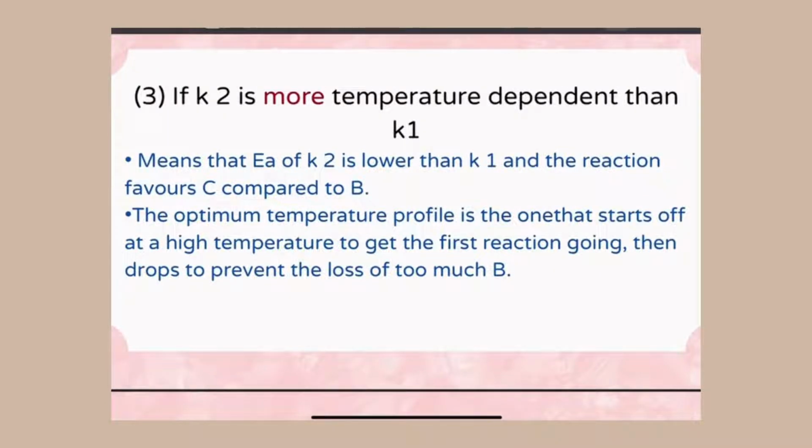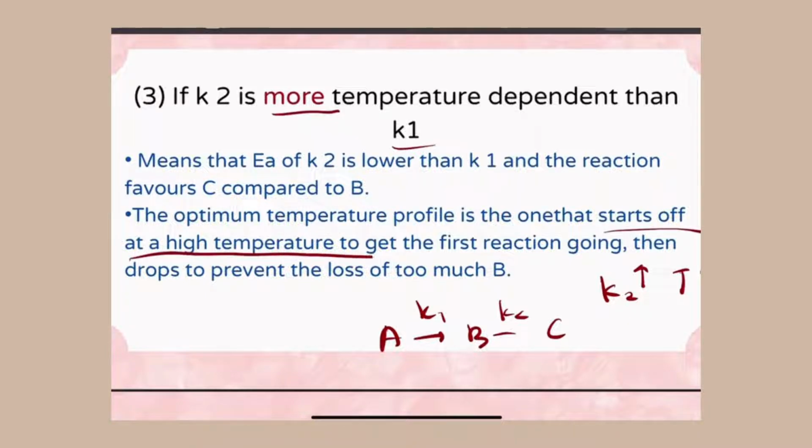The third condition is if K2 is more temperature dependent than K1. So meaning that we have A to B and B to C. K2 is dependent on T, meaning that if we change the T, K2 also will change according to the T, because it is dependent on temperature. So if this happens, we need to start off at high temperature at first to get K1, or reaction 1, to start and produce B, and then we need to drop the temperature to prevent the loss of too much B to produce C.